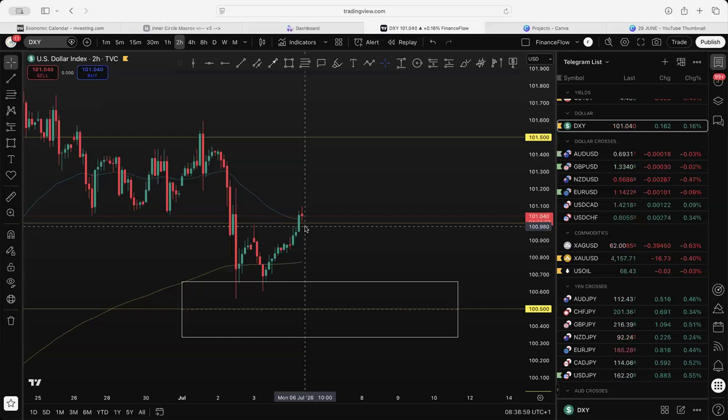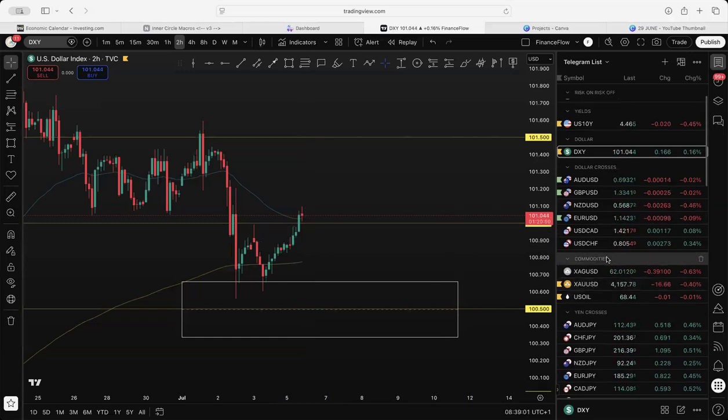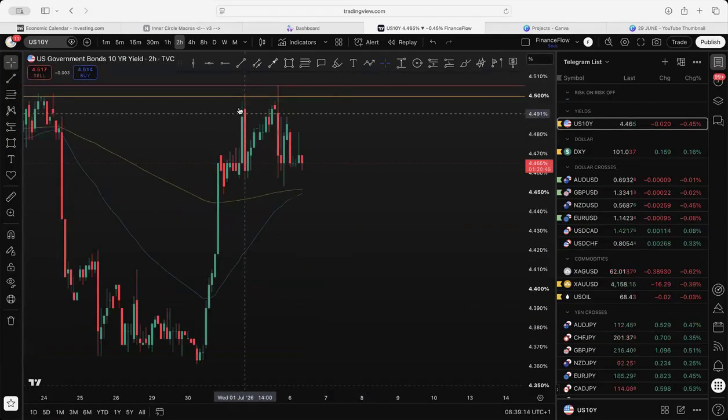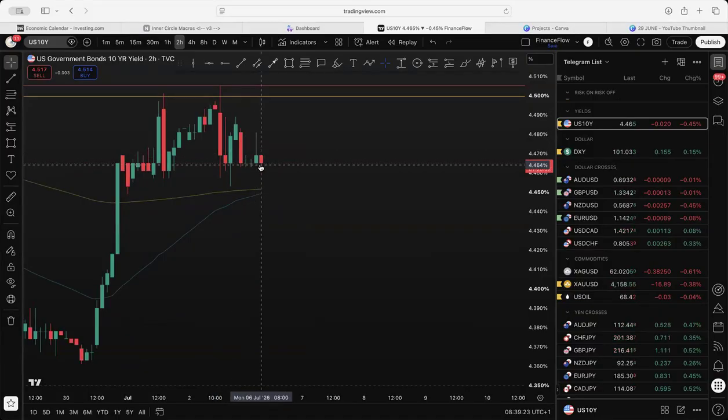So the dollar overall has broken that 101, which should act as quite a big level of support here. I am expecting this to hold. Yields have had a bit of a tail off here. They peaked up early market. Sorry, we are here. Yields are slow. Nothing's really happened.